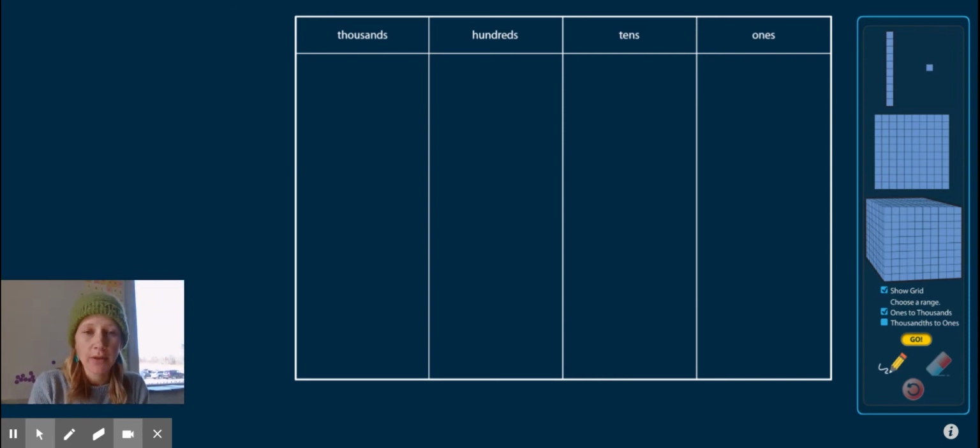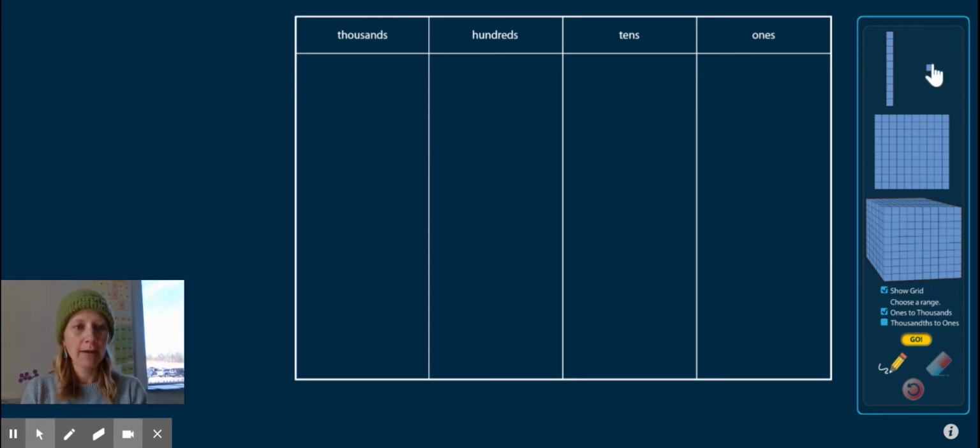We have a chart that shows our ones, our tens, and our hundreds place. We also have a thousands place, but we're not going to use that today. We're just going to do our ones, tens, and hundreds place. So let's do a quick review about how we show numbers using our base 10 blocks.